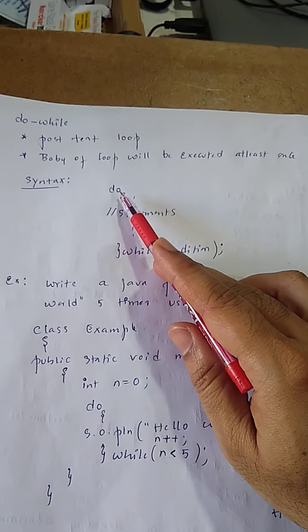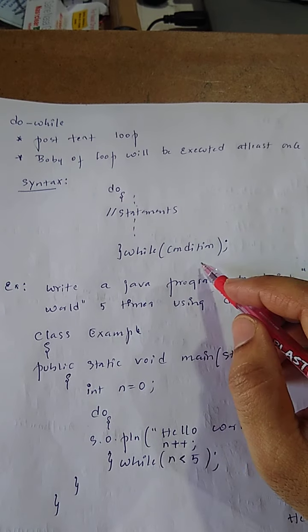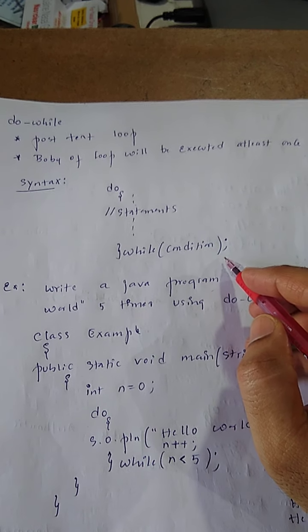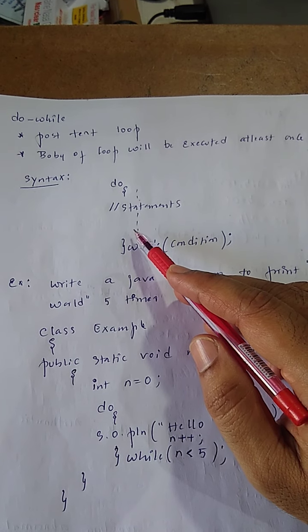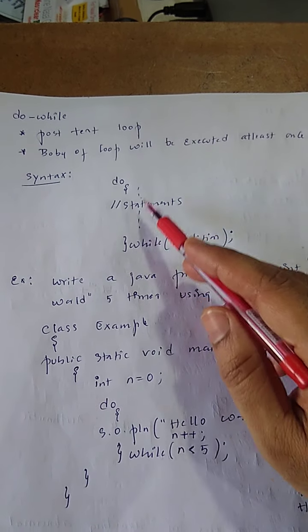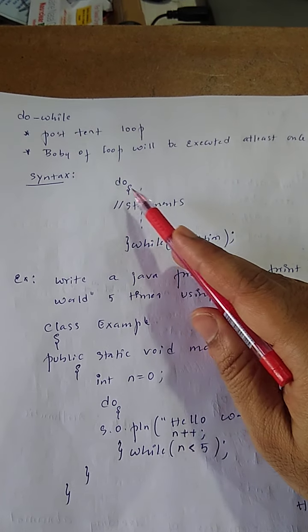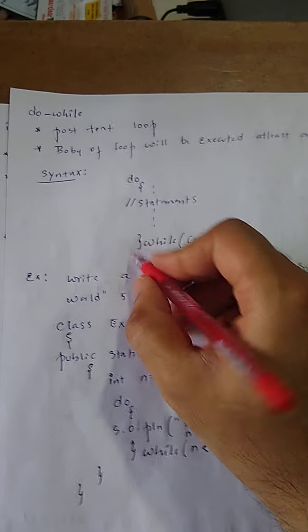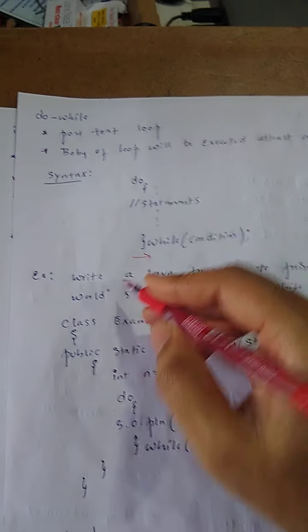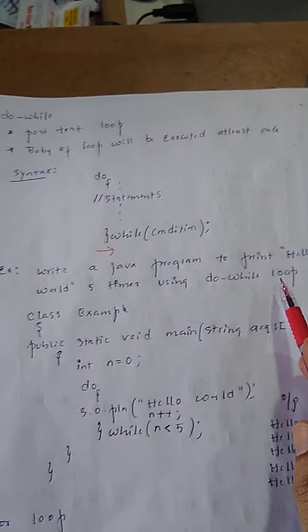What is the syntax? Do, then the body, then while, then we write the condition, which should end with a semicolon. The body will have one or more statements. First it will be executed, then it will check the condition. If the condition is true, this will be repeated. Once the condition is false, it will continue with the next line after the closing bracket. Again I've taken the same program: write a Java program to print hello world 5 times using a do while loop.